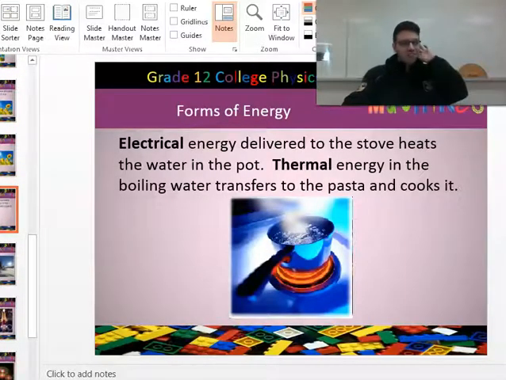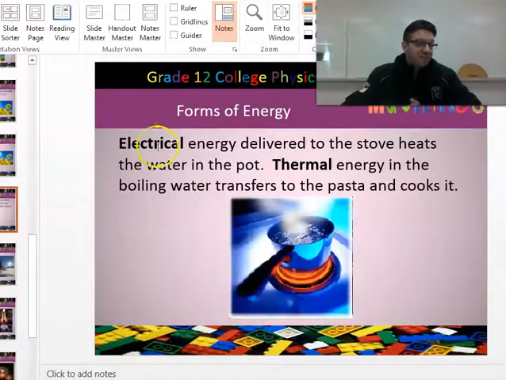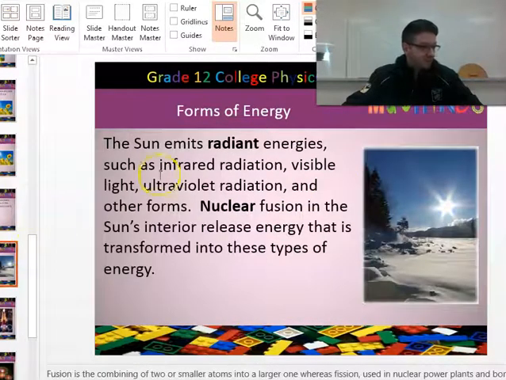So moving on, let's go over all the different types of energy. You can have electrical energy. If you plug something in, you have electrical energy. You have thermal energy. So maybe you plug in a stove and the stove starts heating up, so then you have thermal energy causing the water to boil so you can cook some pasta. Radiant energy, meaning from electromagnetic radiation. So the sun provides radiant energy. You have nuclear energy from, say, nuclear fusion or fission in power plants or in the sun's interior.